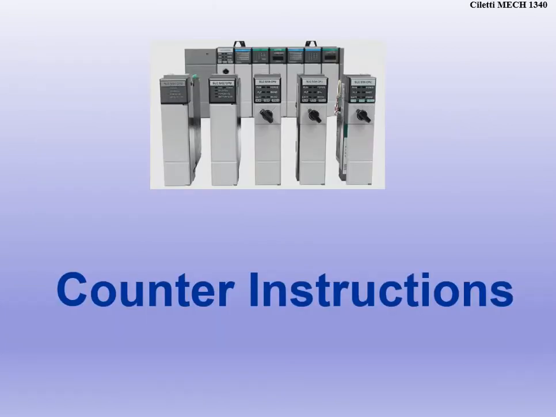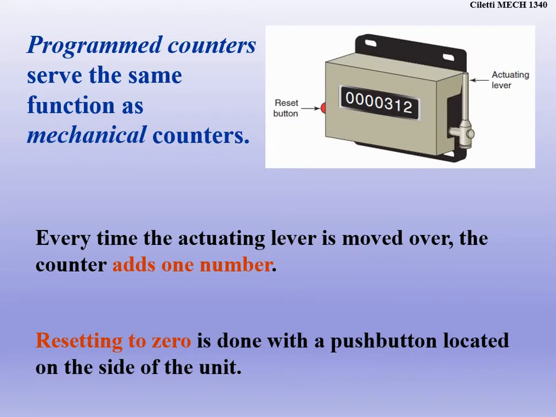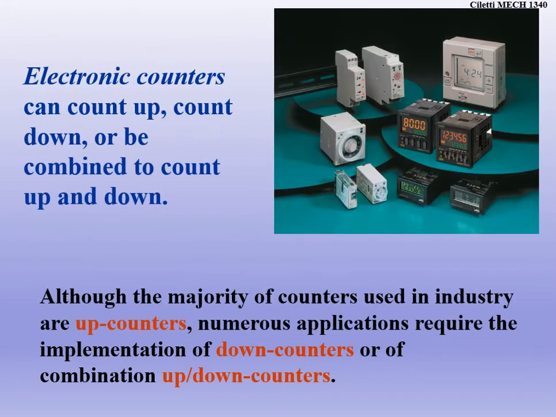So let's talk about counter instructions. If we talk about an everyday manual counter, you can push a button and go click and click and click and it counts up. And then there's a master reset button. So every time you push a button on an old school little counter in your hand, it'd count up for you. And then you could clear a reset. But electronic counters, the way we use these is we can count up, count down, or we can combine and do an up-down counter.